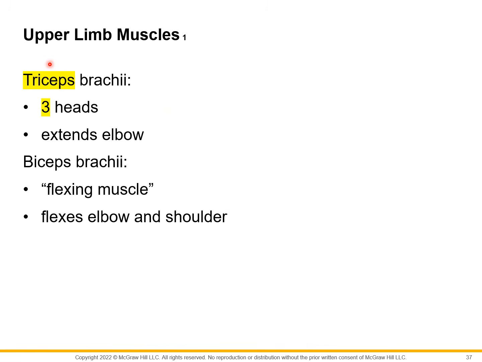Next are the triceps and biceps. So yung triceps po, it has 3 heads or 3 upper portions, and it has the capability to extend the elbow. Yung biceps naman po, this is also referred to as the flexing muscle. It also has the capability to flex or to move both the elbows and the shoulder.